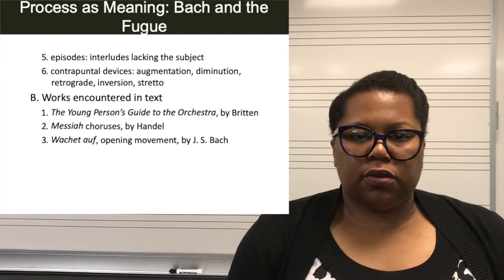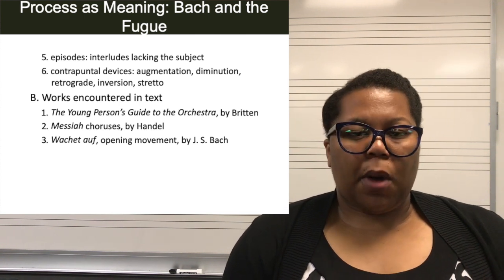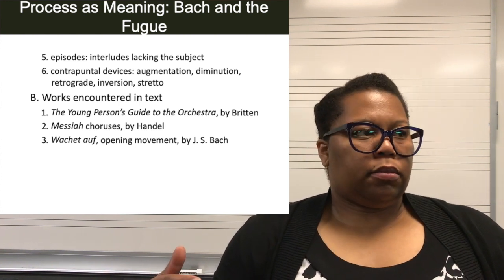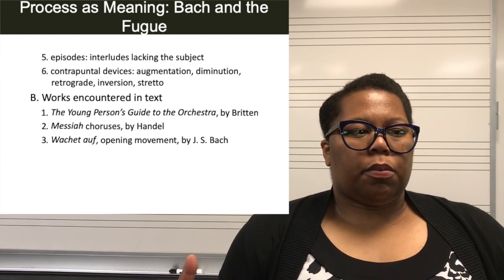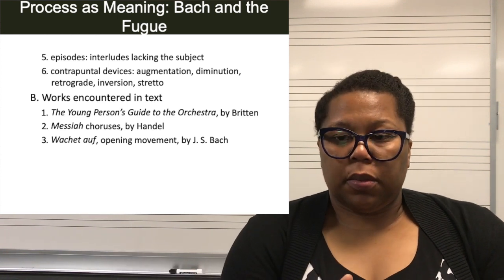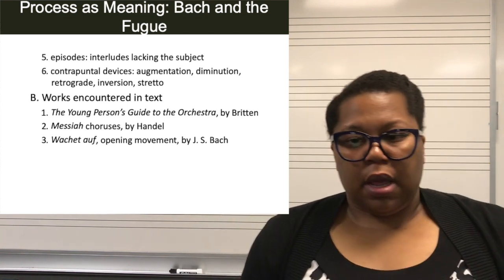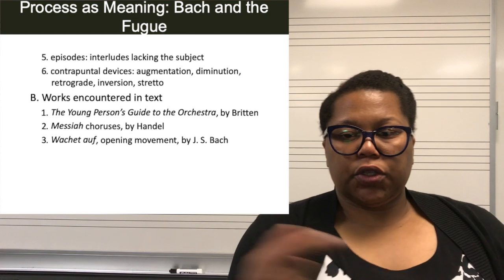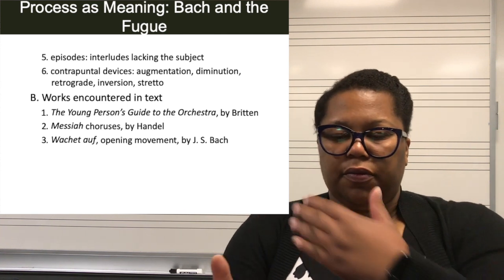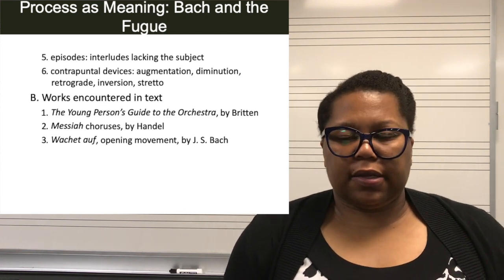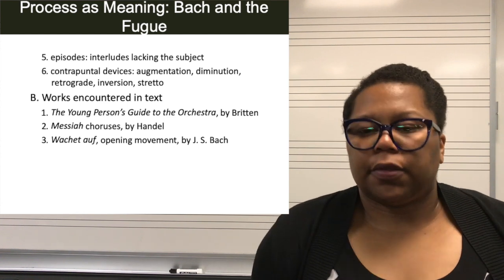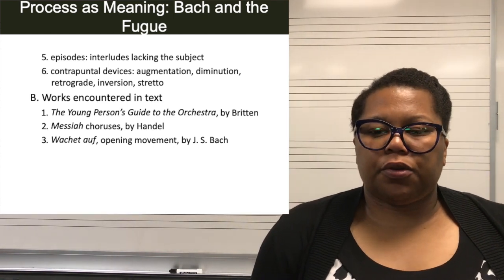The contrapuntal devices that the composer can use: augmentation, where you take the thematic material and make it longer, proportionally. Diminution is where you make it shorter by proportion. Retrograde is when you take the music and go in reverse. Inversion is when you flip the distances around. And stretto is a quick succession of imitation. With all those different techniques, it can really add different colors, timbres and textures, weaving in and out.